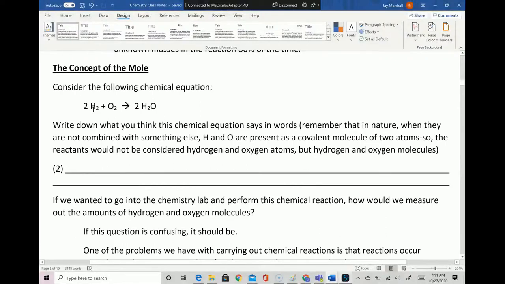So consider the following chemical equation. And I want you at this point to write down in this space here what you think this chemical equation says in words. Remember, in nature, when they're not combined with something else, hydrogen and oxygen are present as molecules. So we wouldn't call these atoms of hydrogen and oxygen. We would call them molecules of hydrogen and oxygen. But go ahead and write down what you think this chemical reaction says in words. It'll just take you 30 seconds to a minute or so.